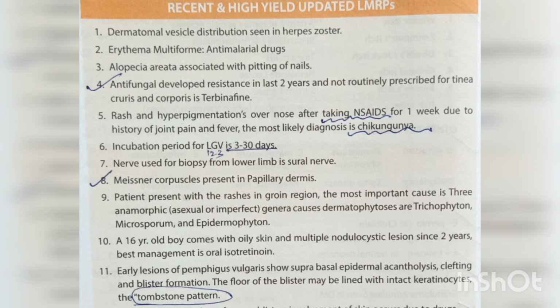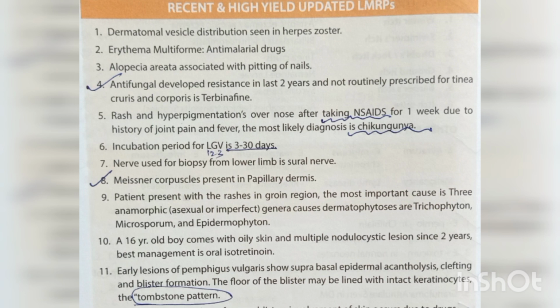A patient presents with rashes in the groin region. The most important cause is dermatophytosis. The 3 anamorphic, asexual or imperfect genera causing dermatophytosis are Trichophyton, Microsporum and Epidermophyton. A 16-year-old boy comes with oily skin and multiple nodulocystic lesions since 2 years. Best management is oral isotretinoin.